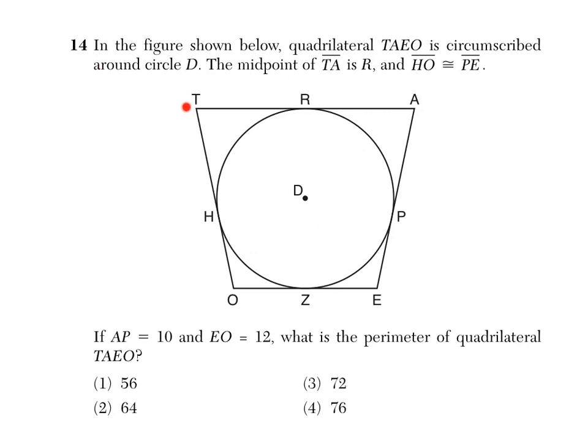And question number 14, it says, in the figure shown below, quadrilateral TAEO is circumscribed around circle D. And it says the midpoint of TA, this segment right here, is R. So if R is the midpoint, that would make each side congruent with one another. So I'm going to indicate that like so.